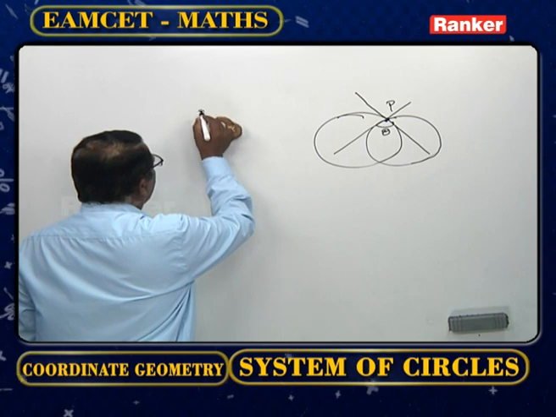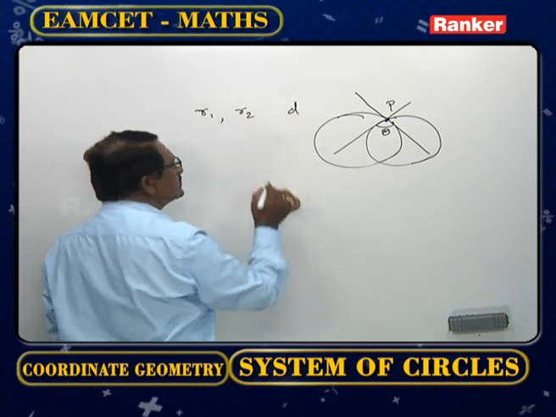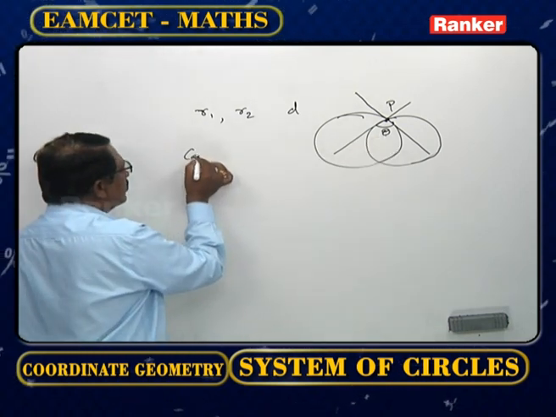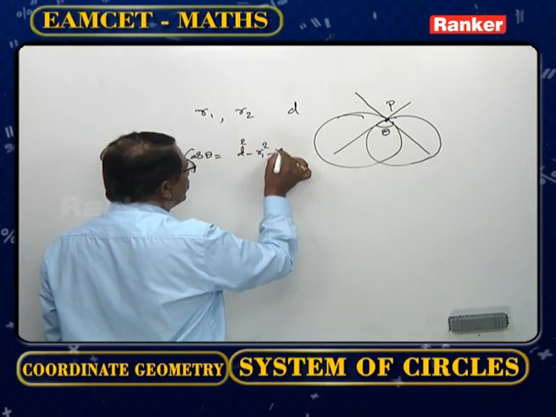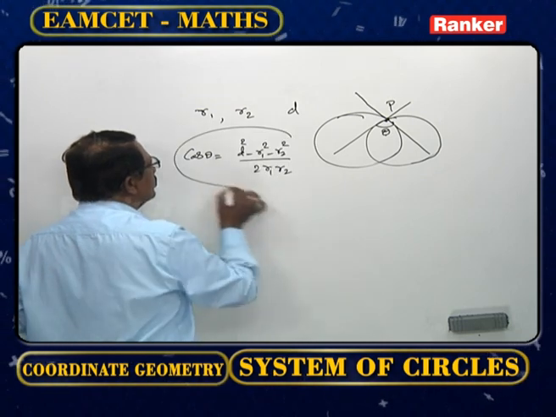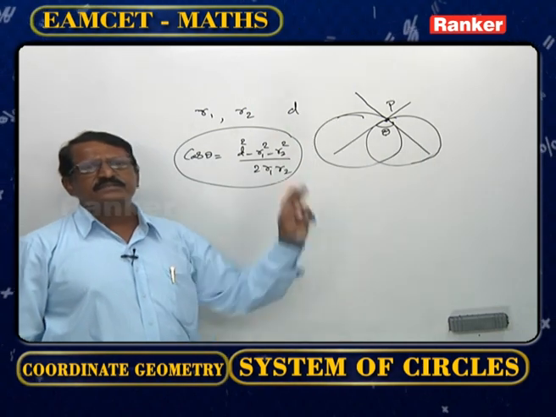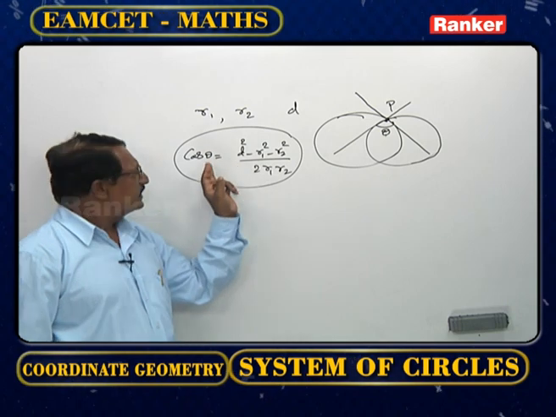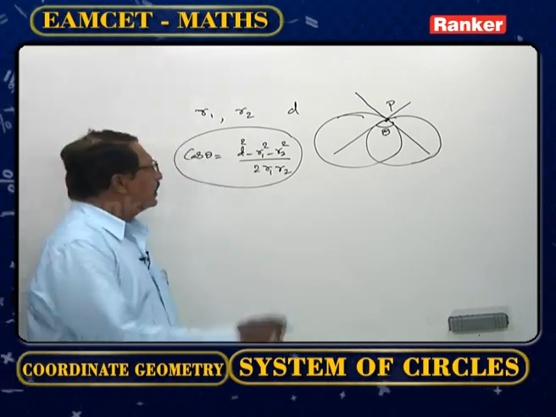If R1, R2 are radii of two circles, d is the distance between their centers, and the angle between the circles is theta, then cos theta equals d square minus R1 square minus R2 square by 2 R1 R2.